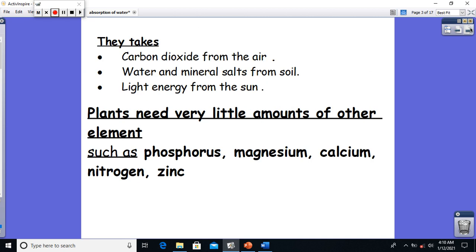To carry out the photosynthesis process, plants need to absorb carbon dioxide from the air, water and mineral salts from the soil, and light energy from the sun. Plants also need very small amounts of other elements such as phosphorus, magnesium, calcium, nitrogen, and zinc.